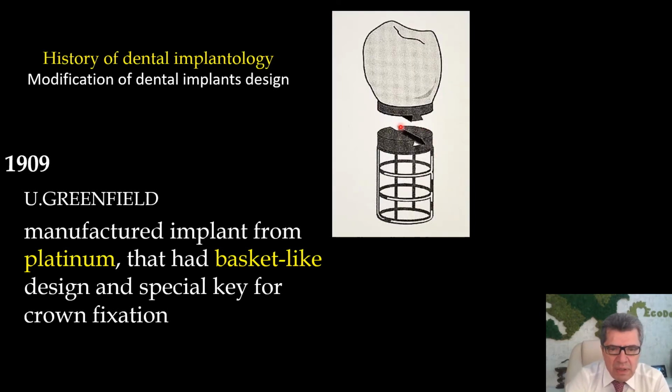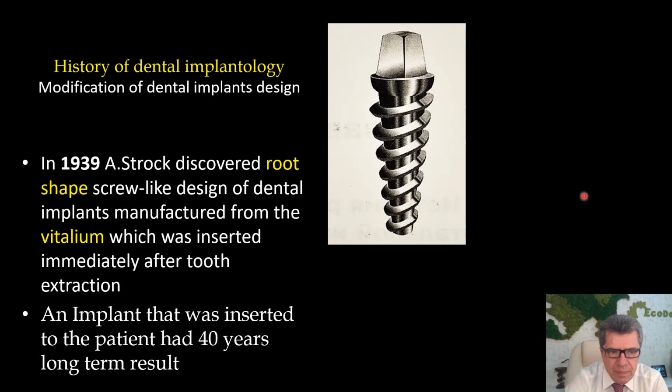Then came modifications of dental implant design. In 1909, Greenfield manufactured an implant from platinum that had a basket-like design and a special case for crown fixation. In 1938, Strock discovered the root-shaped, screw-like design of dental implant manufactured from vitalium, which was inserted immediately after tooth extraction. And very interestingly, the implant inserted into the patient had a 40-year long-term result.